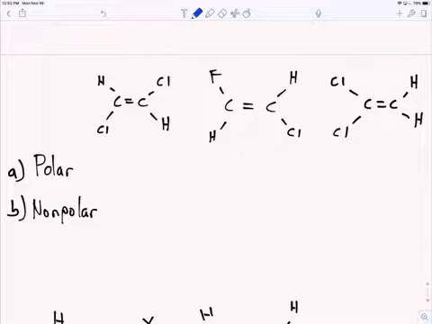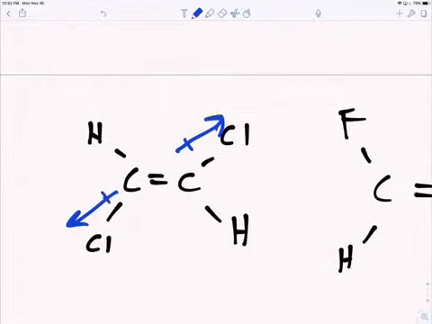Okay, so 1,2-dichloroethene. How many think this is polar? How many think this is nonpolar? So we have a split here. We have a vector pointing this way, and then we have a vector pointing that way. The question is, do these vectors cancel? And they do cancel. This molecule is nonpolar. So do you see the reason why, though?